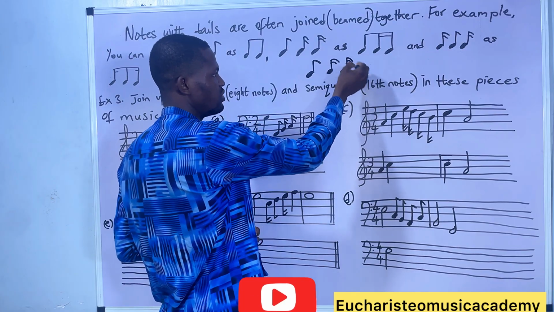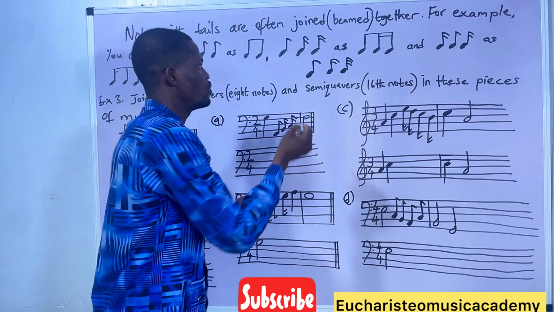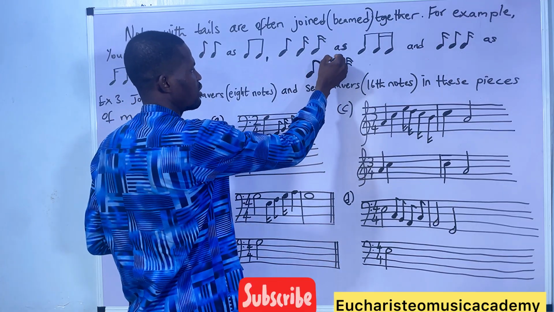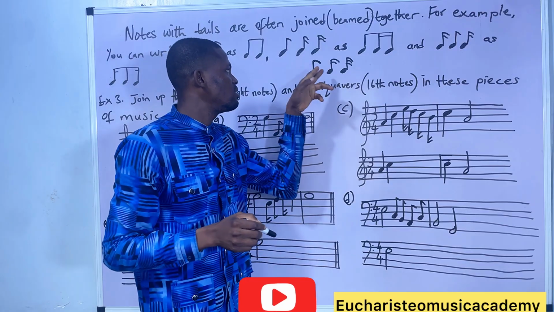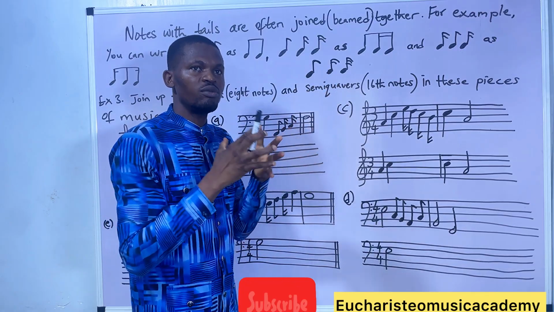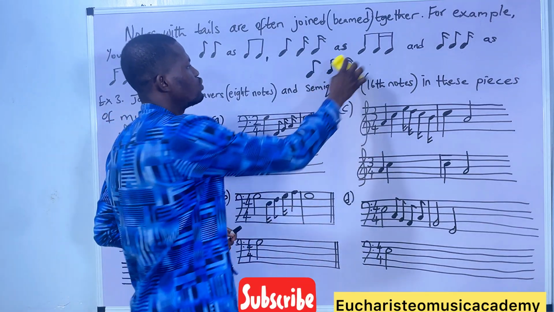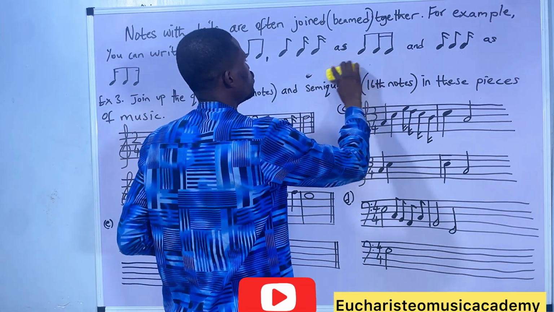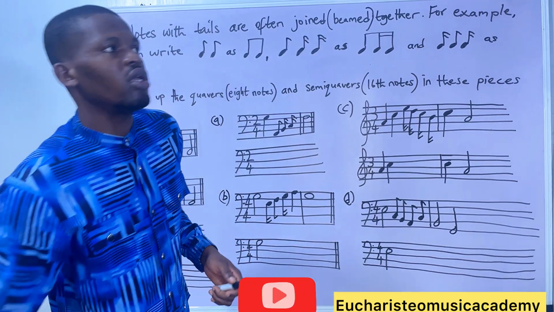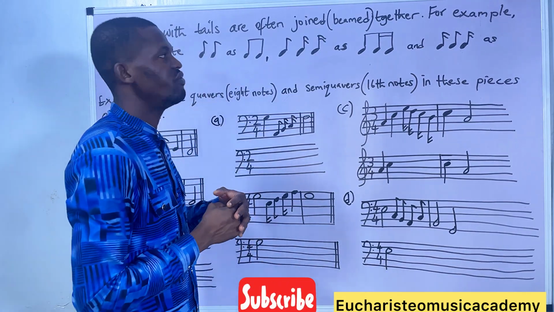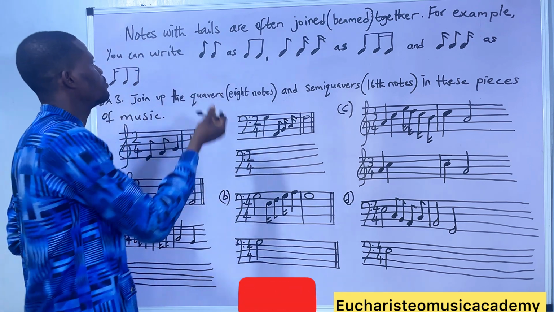This is a note with three tails, a note with two tails, and a note with one tail. So all these things are called a tail. Joining notes that have tails together is called beaming, beaming of notes. You cannot beam a crotchet note, neither can you beam a minim note or a semibreve note. Beaming has to do with only notes with tails.